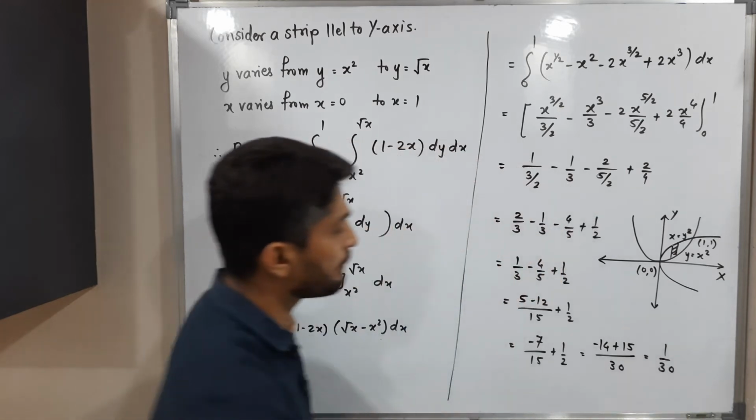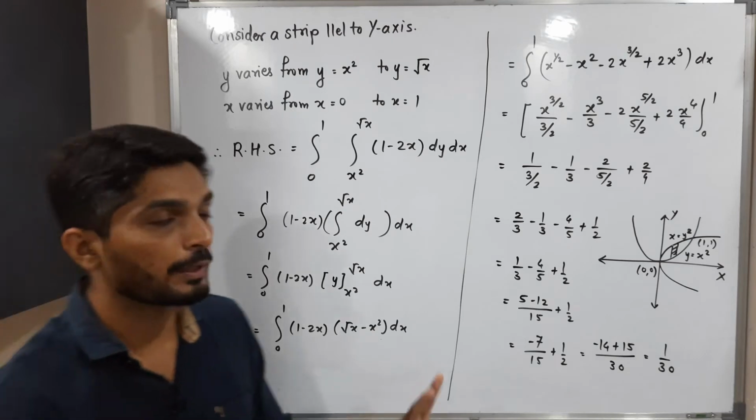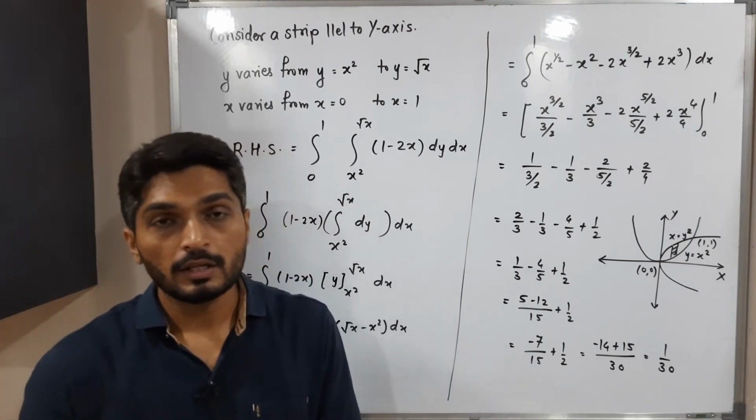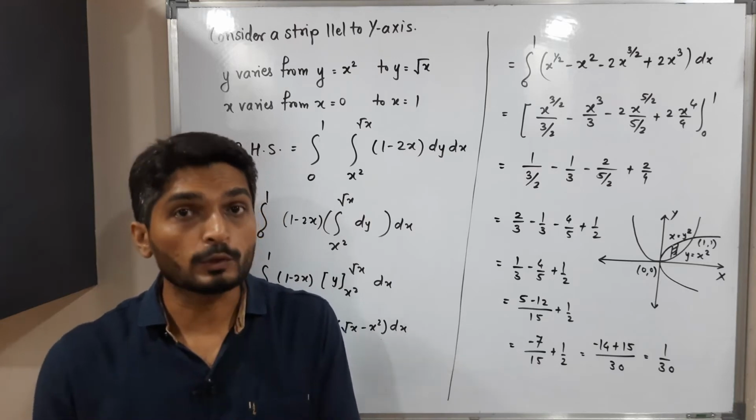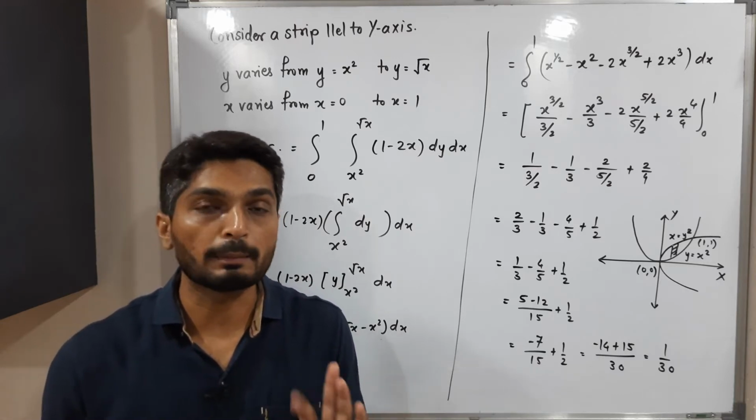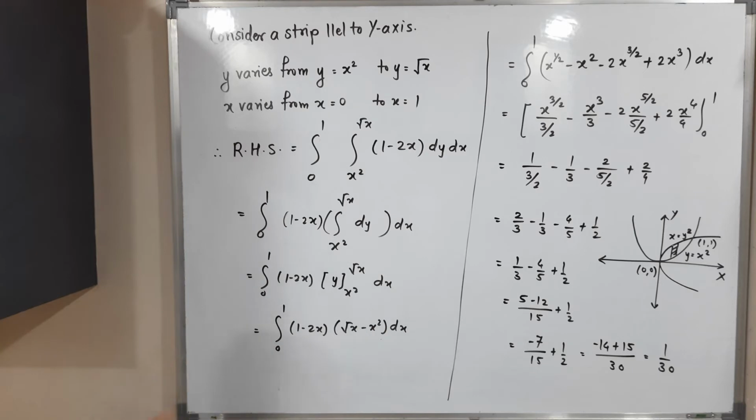Please keep in your mind the value of the right hand side we have just got, which is 1 by 30. Now we have to work on the left hand side and find its value, and finally we will prove that both of them are equal. There is no more space to write. Make a screenshot of it, then I will go further.